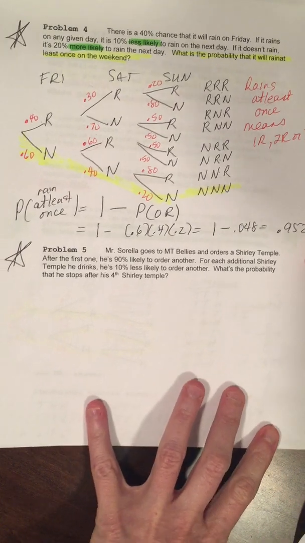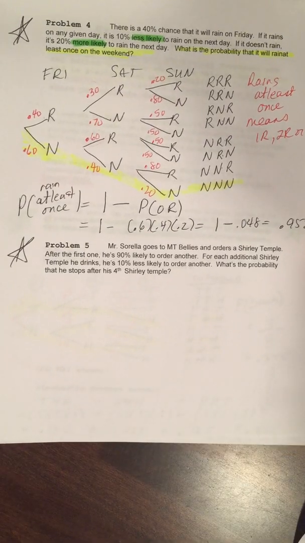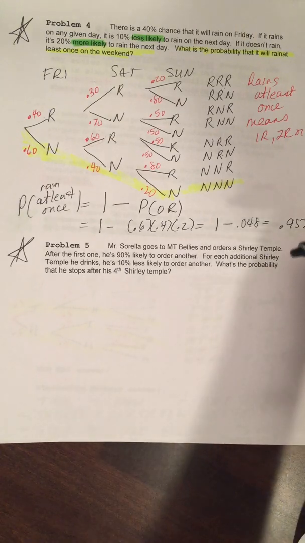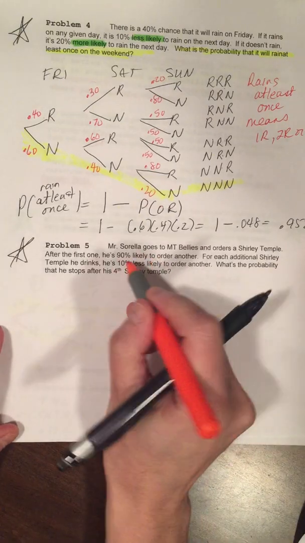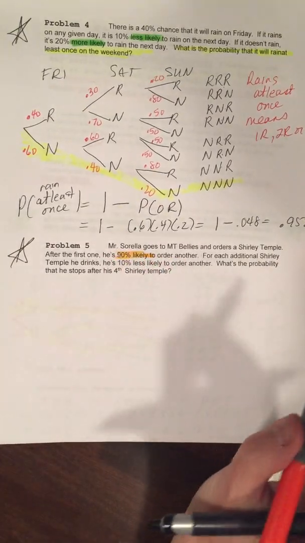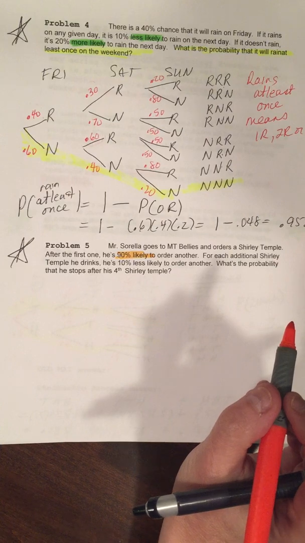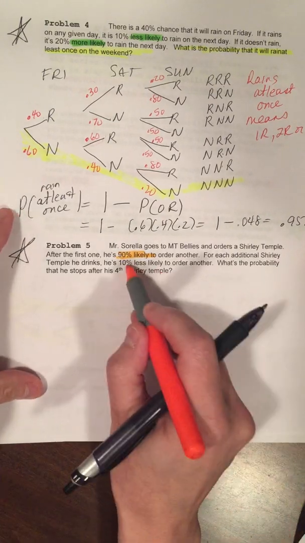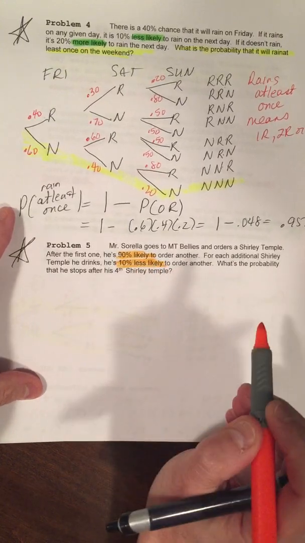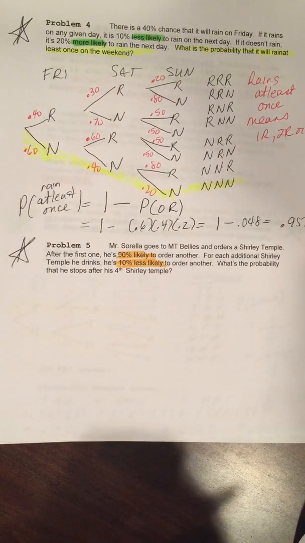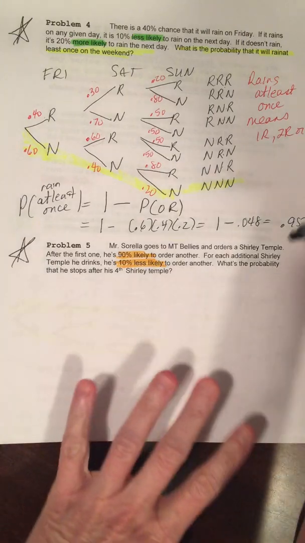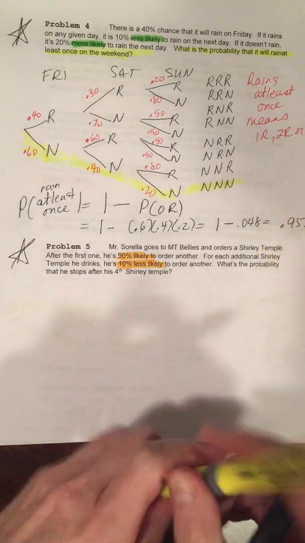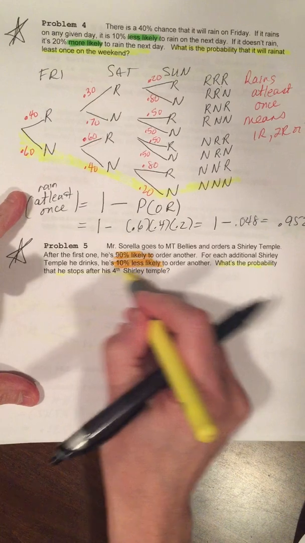Mr. Cirilla goes to Empty Bellies, and he orders a Shirley Temple. After the first one, he's 90% likely to order another one. For each additional Shirley Temple he drinks, he's 10% less likely to order another one. What is the probability that he stops after the 4th one?